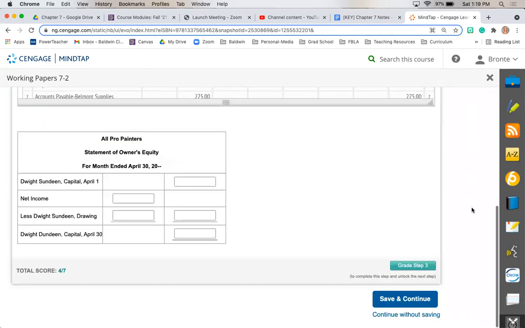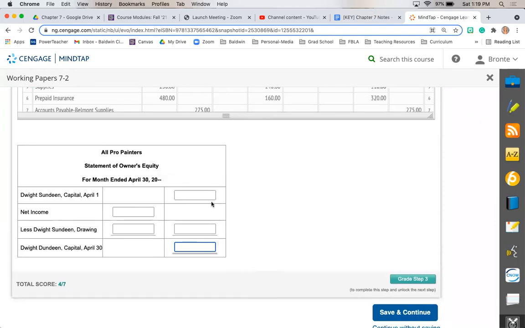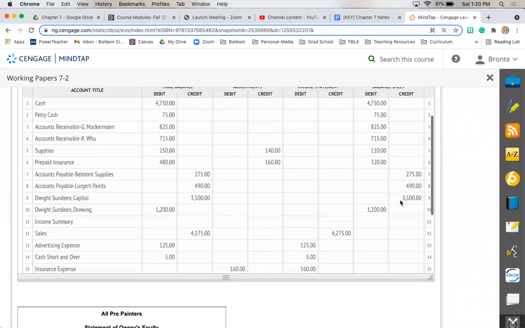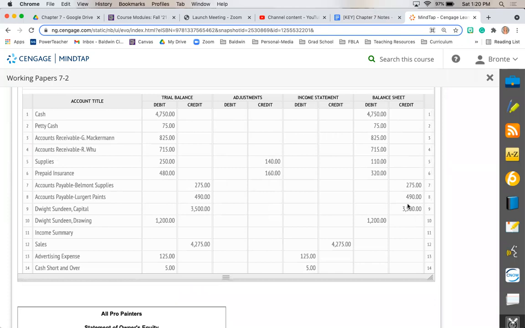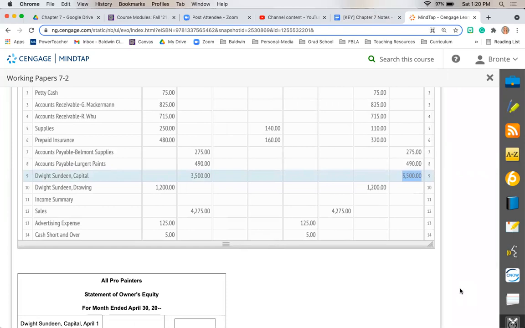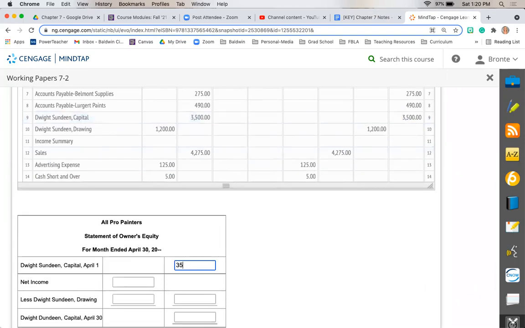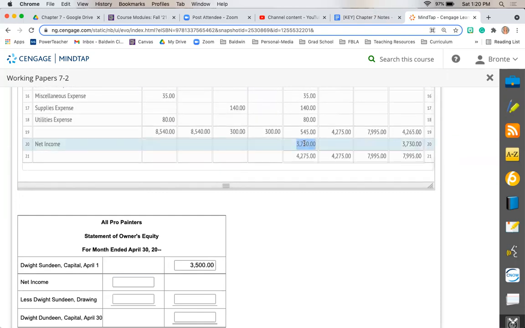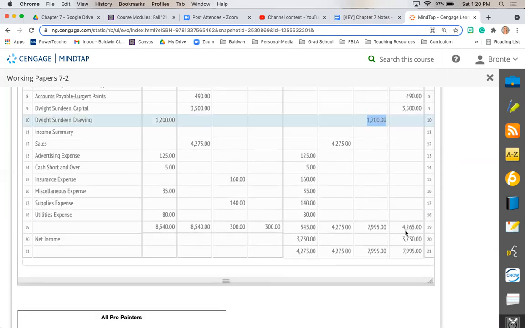Okay, now we're going to create that statement of owner's equity to get our updated capital balance. Our current capital balance, if we go to our worksheet, we look at our balance sheet side and go right to our capital account here. So we're starting with $3,500. Next, we list our net income, which is found at the bottom of our worksheet, $3,730. Then we list out our drawing, 1,200.